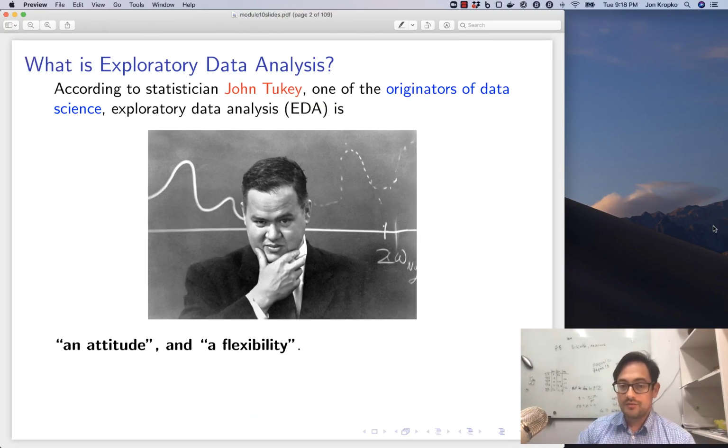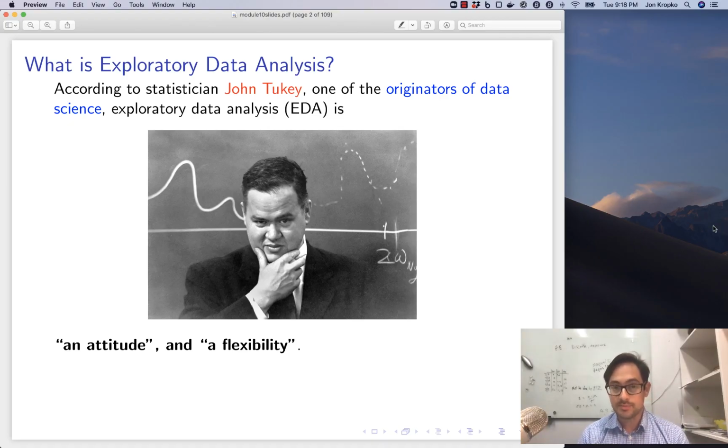So first, let's talk about the whole notion of exploratory data analysis. The phrase exploratory data analysis, or EDA, comes from a statistician, John Tukey, who is considered one of the originators of data science. Really cool guy. You should look up his work and his biography.